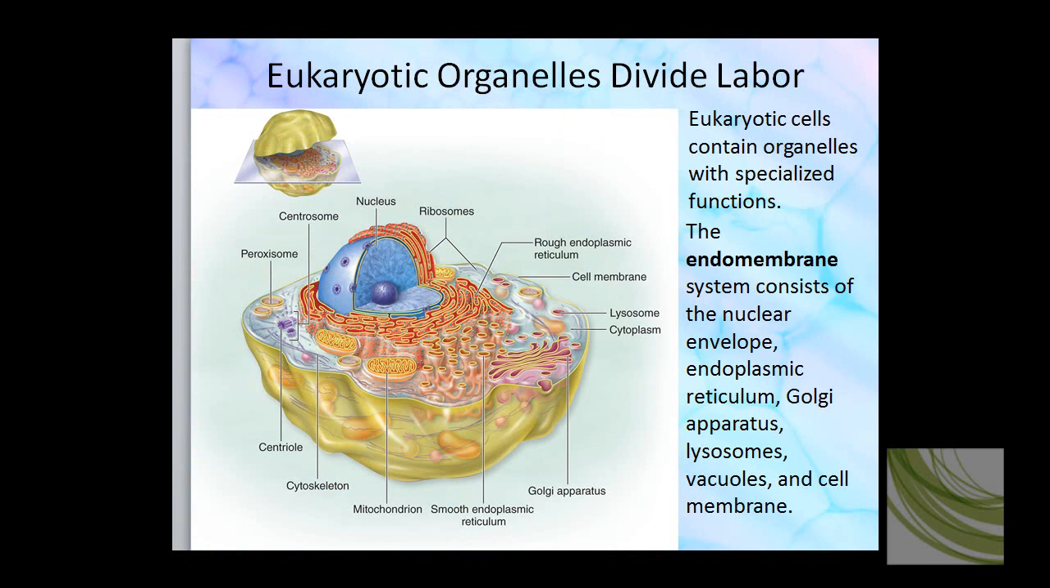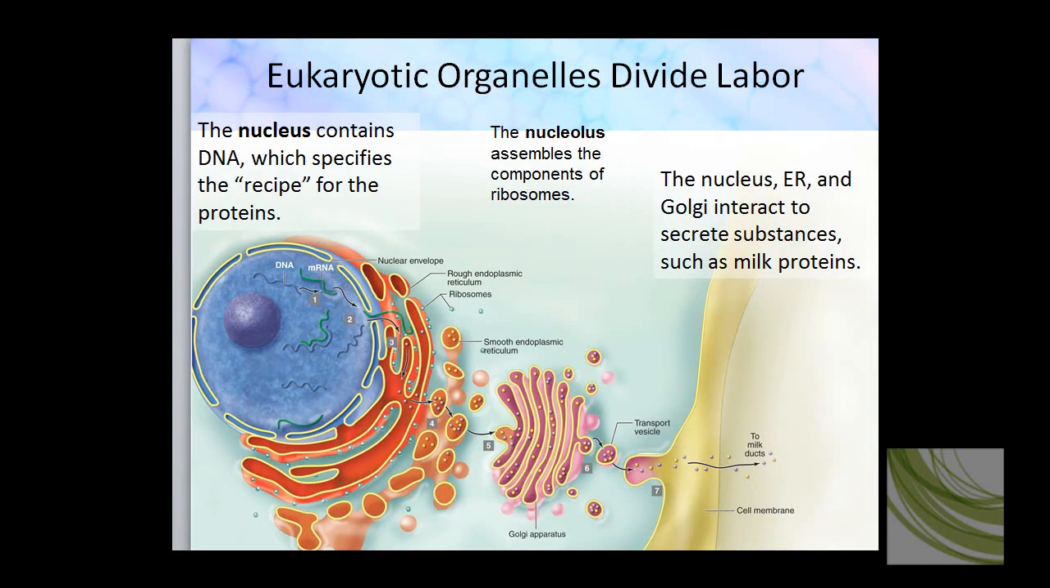Eukaryotic cells contain organelles with specialized functions. You have the endomembrane system, okay? It's got, all around the outside here, this nuclear envelope, and it includes the Golgi apparatus, certain little lysosomes, vacuoles, and cell membranes. Okay, we will talk about each of these in turn.